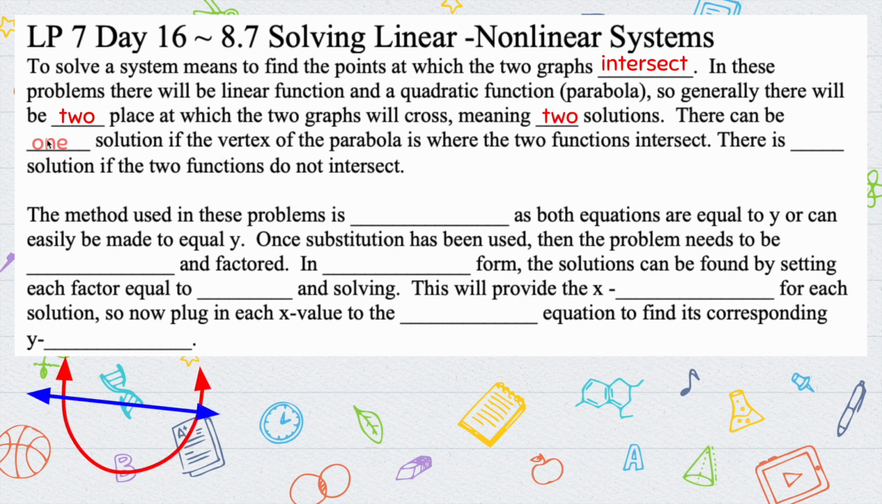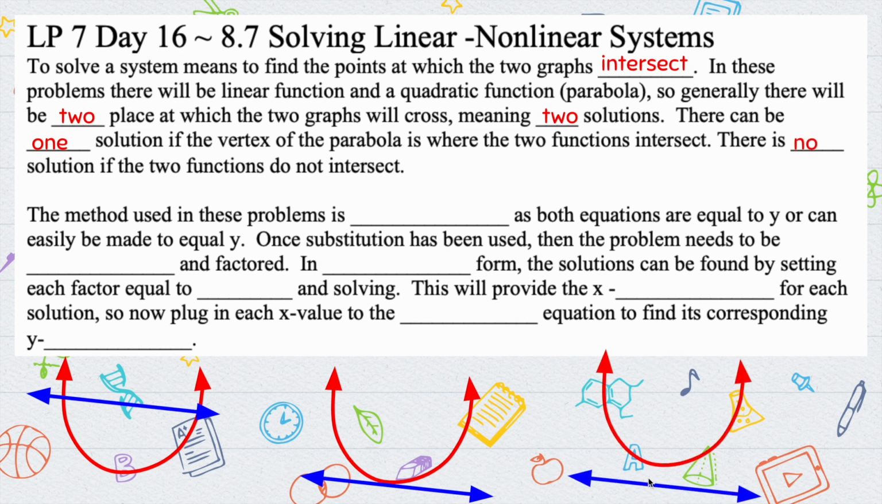There can be one solution. So here's two solutions. You have your parabola and it crosses over. You can have one solution if you have this situation down here where the vertex of the parabola is where the two functions intersect, so right at the vertex is where they intersect. Or you can have no solutions if by chance they just did not cross at all. So the line was graphed either under or above if it was a downward facing parabola. So they just don't intersect.